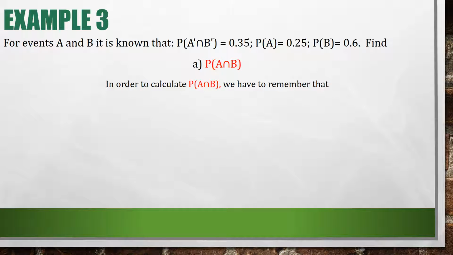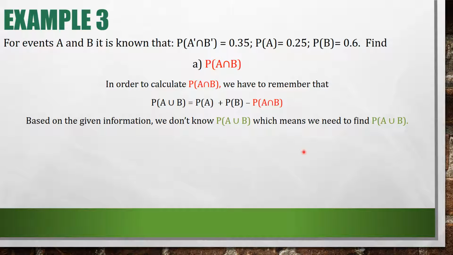In order to calculate the probability of A intersection B, we have to remember the general probability formula for 2 events, because that's the only way we'll be able to calculate this probability. Based on the information they gave us, there's nothing that tells us about the intersection of A and B. So we need to use this formula. But the issue with this formula is that we don't know anything about the union of A and B.